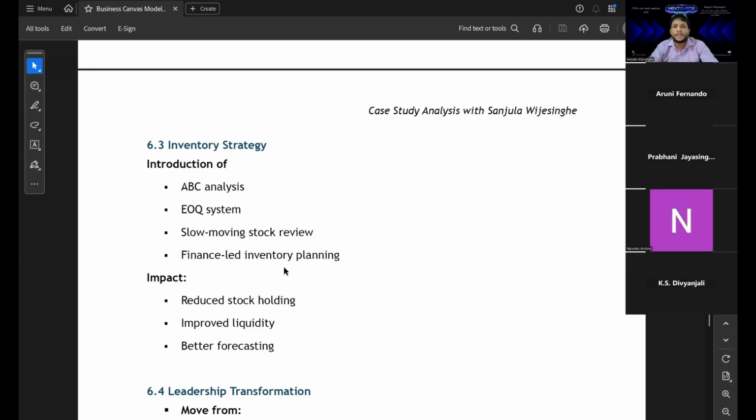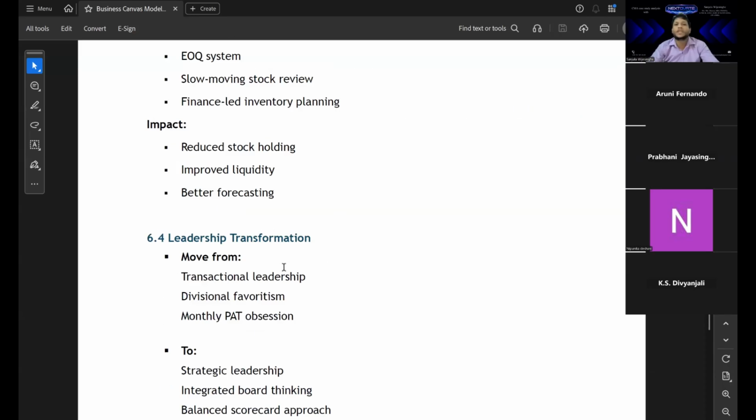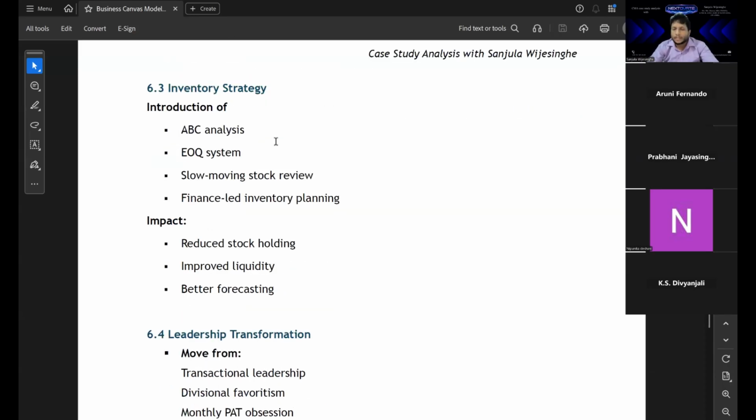Then finance led inventory planning. That is crystal clear. What is the impact of this? These are further improvements, these are the suggestions from your end as a financial controller of the management account. Now you are almost members of CMA. Like I know, in a very short time period, I can get some messages across. Likewise, let's say these are your suggestions.